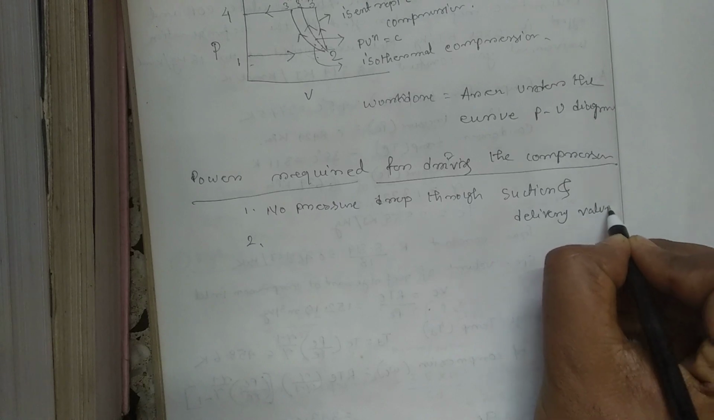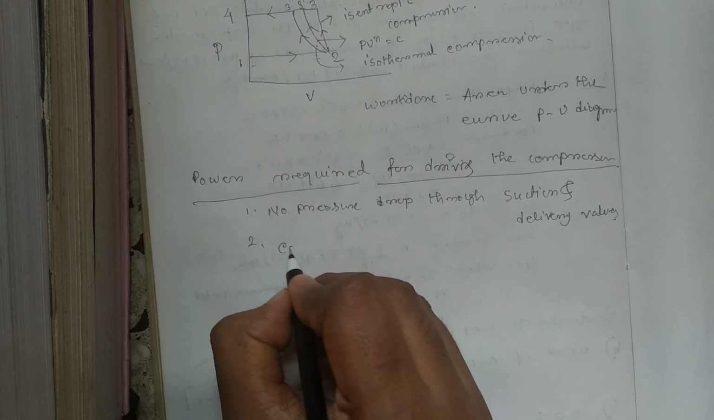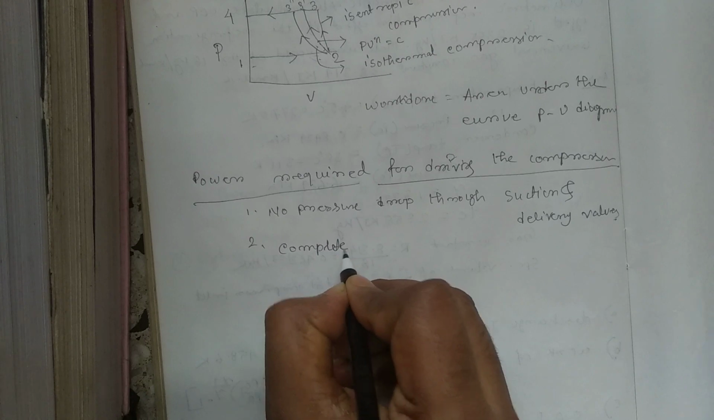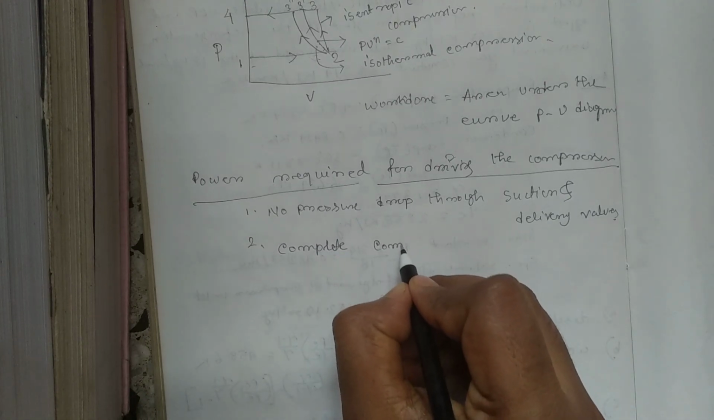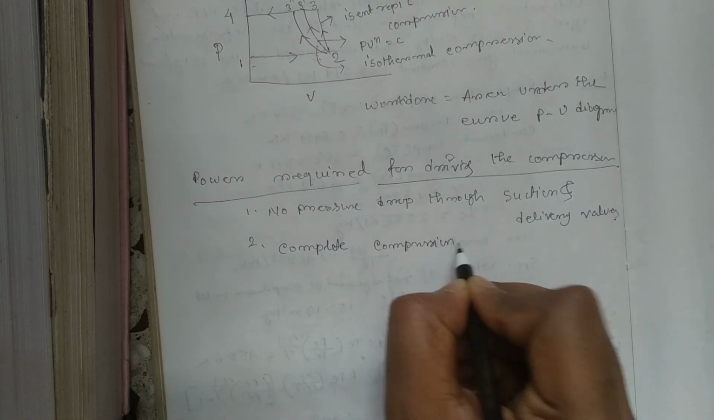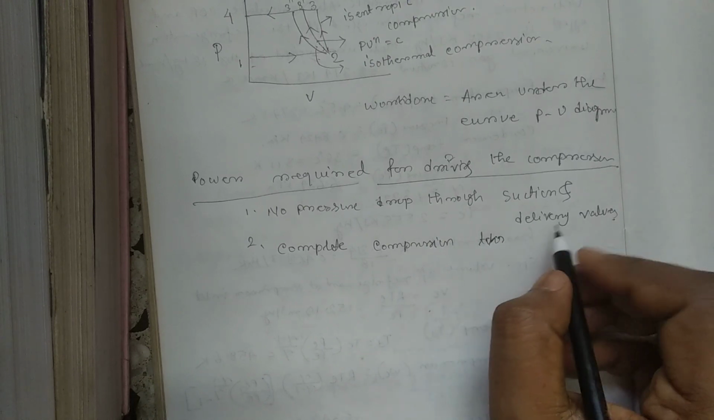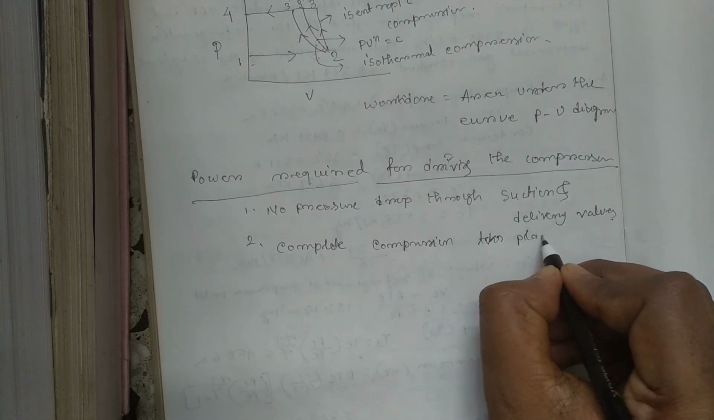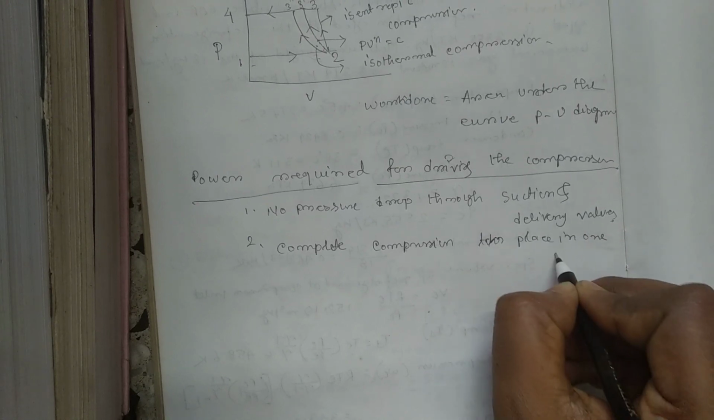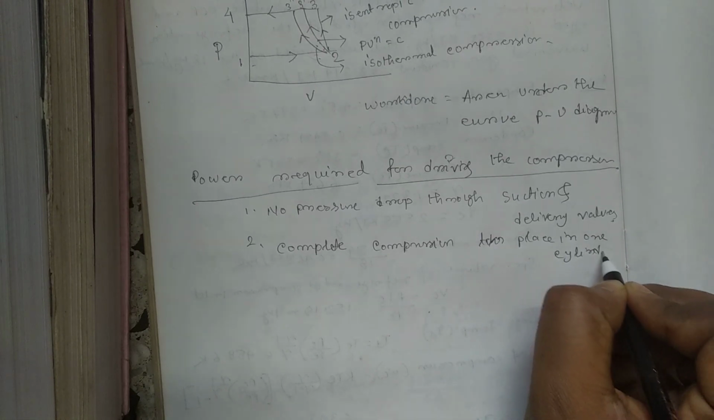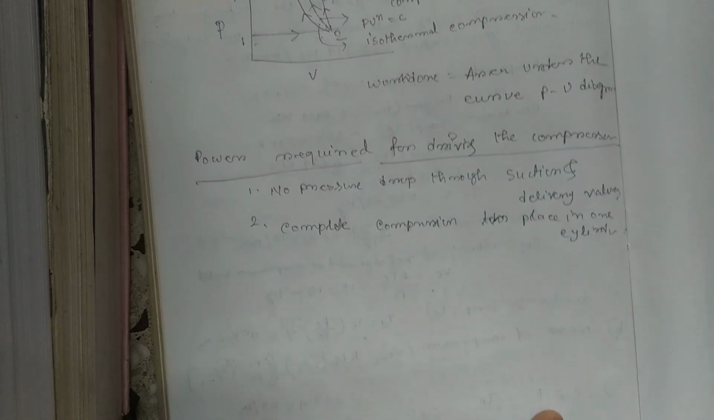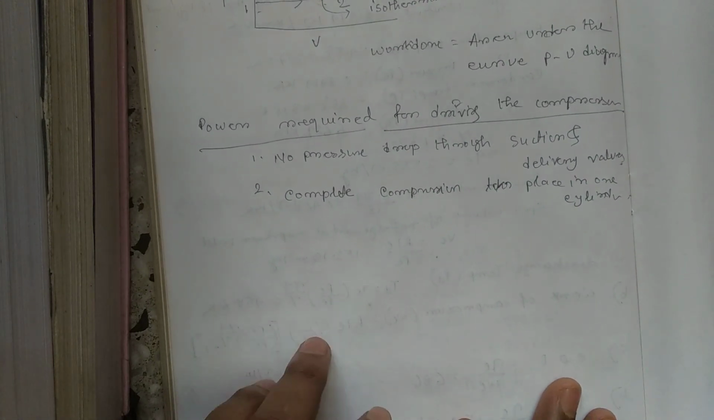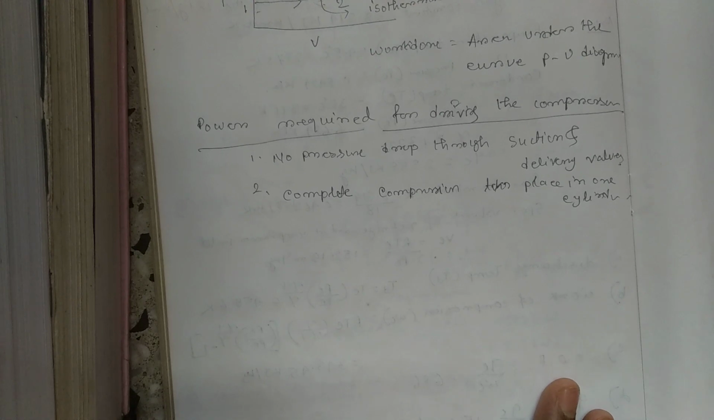Next, the complete compression process takes place in one cylinder. And there are many other assumptions also, like no clearance volume in the compression cylinder, the working fluid behaves as a perfect gas, and most importantly, there are no frictional losses. These are the assumptions.